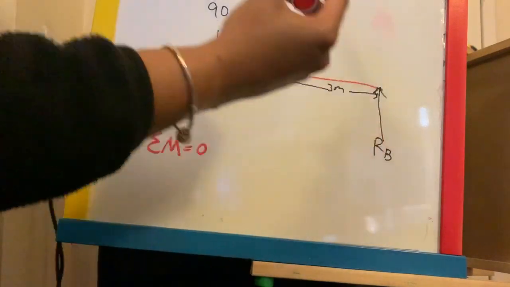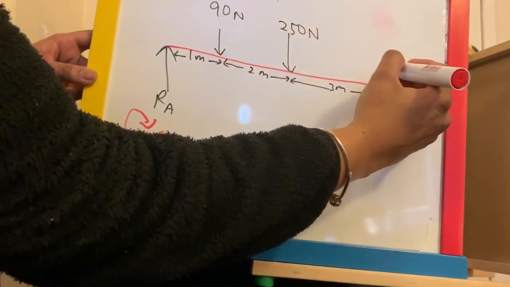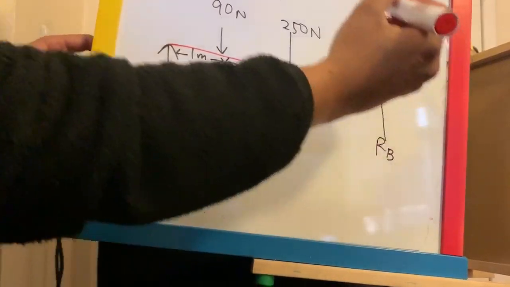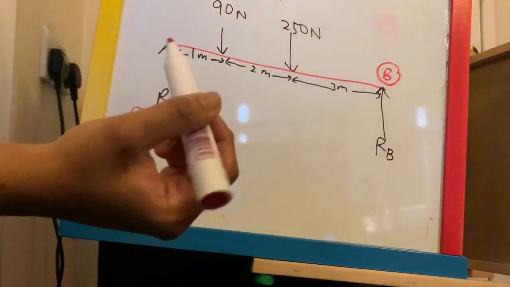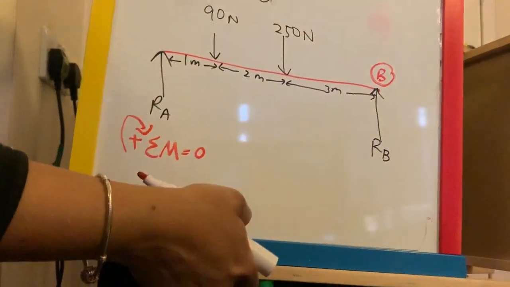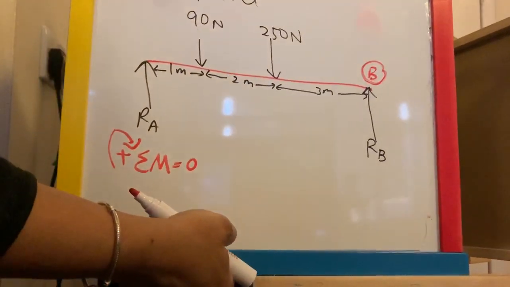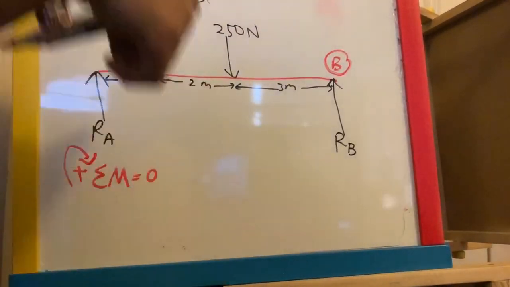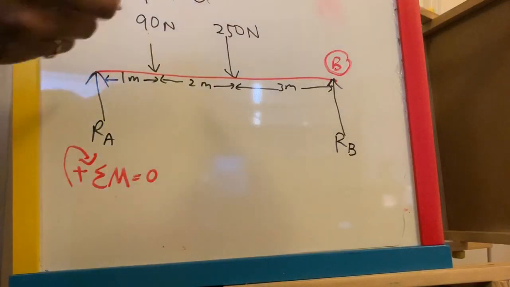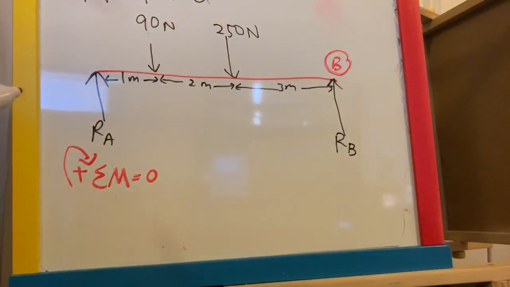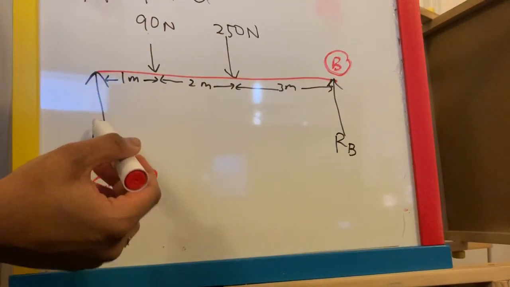Okay, again, I'm going to take this point P as my pivoting point. Okay, you are free to choose either point A or point B as your pivoting point. You are free to choose that, but I am going to choose B because I always like to go from left to right.